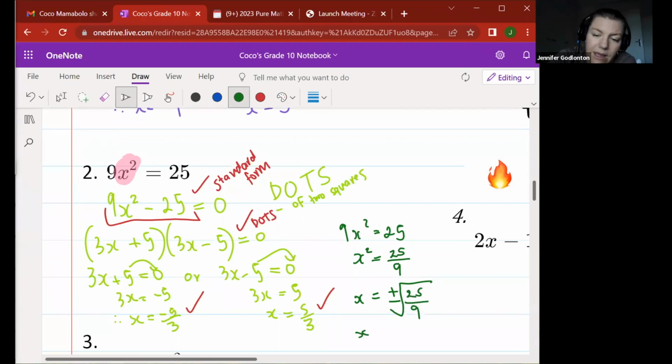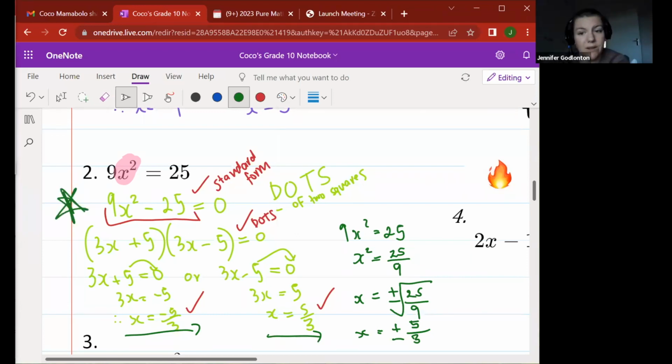Okay. And so our final answer would be positive or negative. The square root of 25 is 5 and the square root of 9 is 3, but we would get both of those answers, so it's the negative and the positive. Just doing it in a slightly different way, but my recommendation is this way on the left.